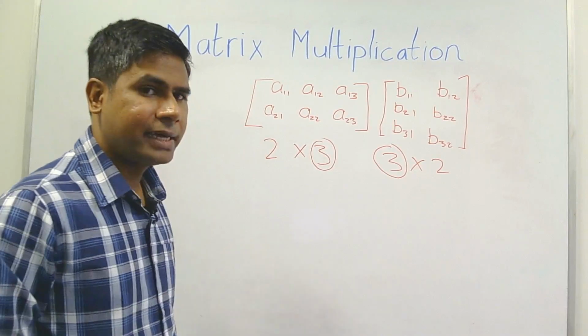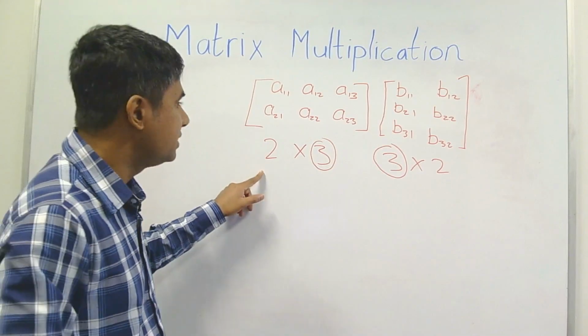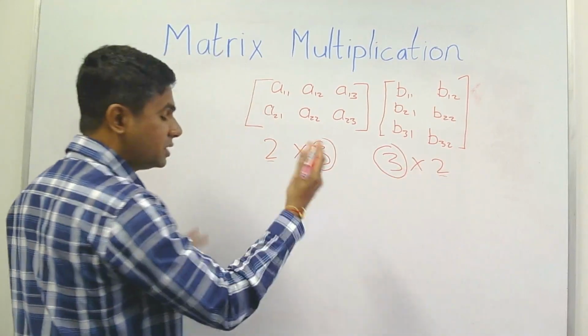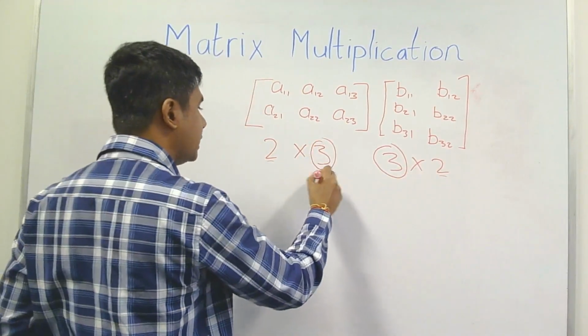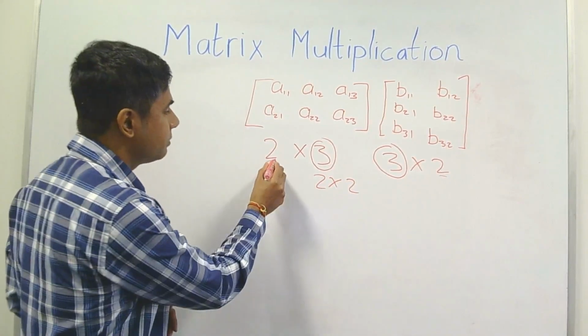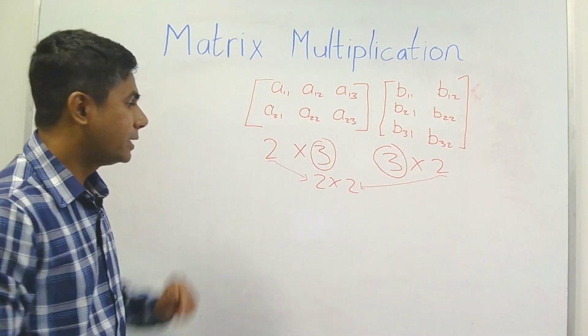So what is the size of the matrix that results? Well, all we do is look at the remaining numbers in the order of the matrices. So we have 2 and we have 2. So the size of the matrix that results is a 2 by 2. We just take that number and put it there, and take that number and put it there. So that's how we identify the size.